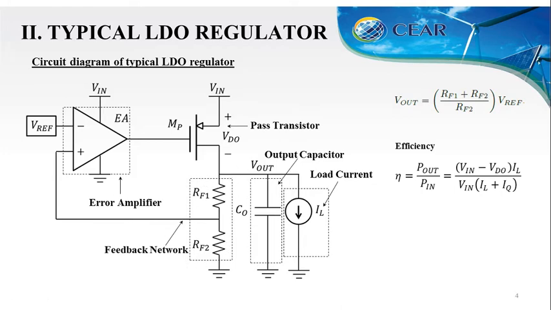Also in this figure, VREF represents a reference voltage, usually provided by a bandgap circuit. VDO is the dropout voltage, CO is an output capacitance, and the load is represented by the current source IL. In this equation, you can see how to set Vout. To increase the efficiency, observe that one can decrease the dropout voltage.